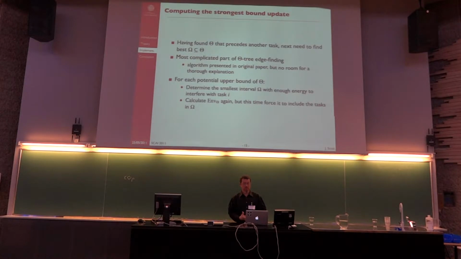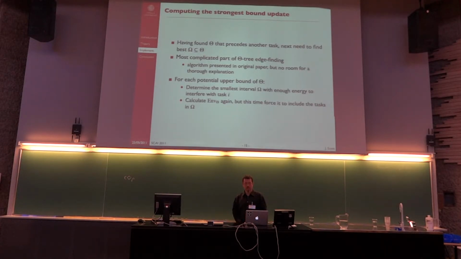Now, this is the most complicated part of theta tree edge finding. It's a little bit difficult to follow in the paper, partly because while there's an algorithm for how to do it and a proof that the algorithm is correct, there's no explanation for why it works or what it's actually doing. And when I attempted to implement it, I could not get it to work. So I had to investigate a little bit further.